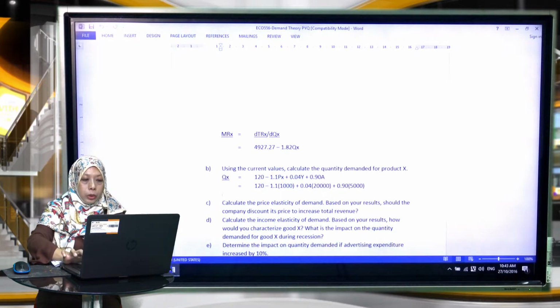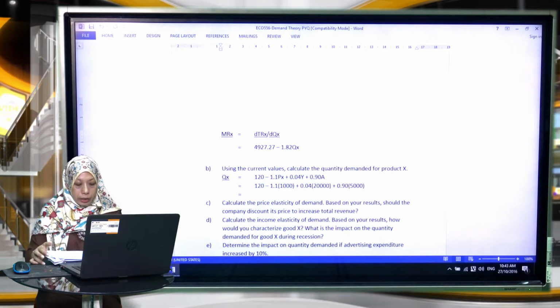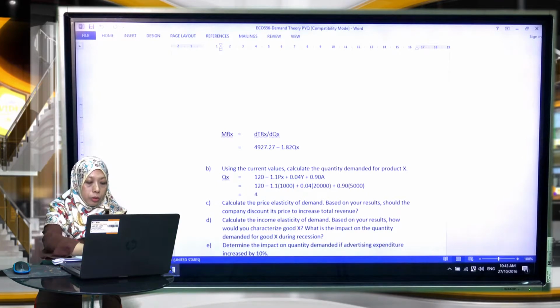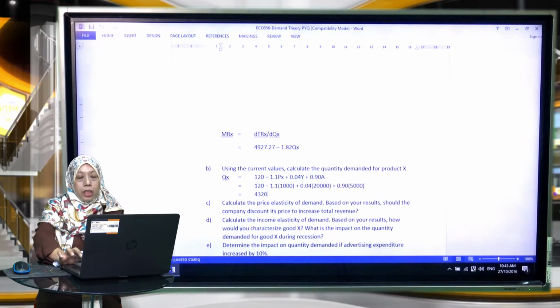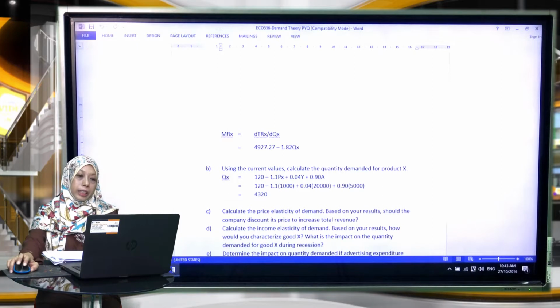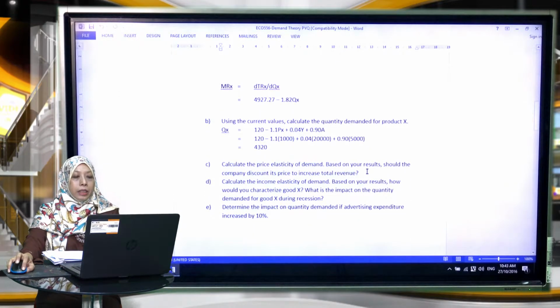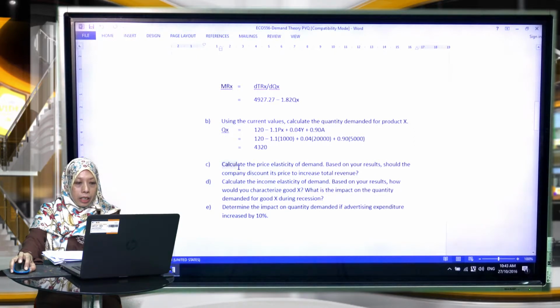Okay, so if we simplify this, you're going to get Q equals 4320. So that's the value of Q, quantity demanded for product X based on the current values. Okay, let us proceed to question C. You can see that there are a few sub-questions here. First of all, you need to calculate the price elasticity of demand.